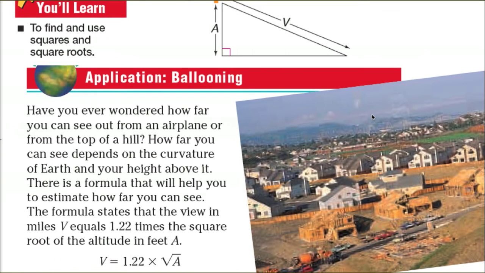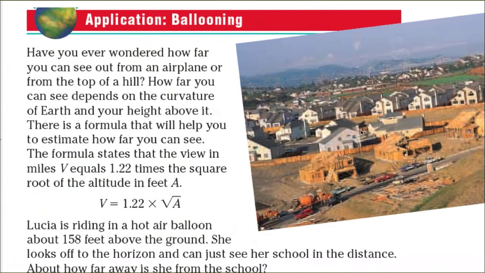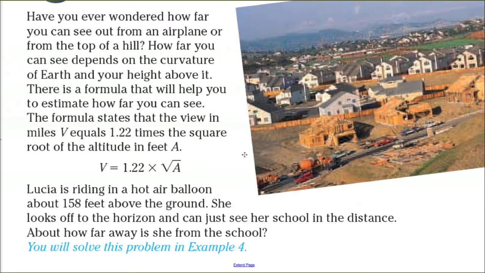There is a formula that will help you estimate how far you can see. The formula states that the view in miles V equals 1.22 times the square root of the altitude in feet A. And the formula V equals 1.22 times the square root of A is a good example of how squares and square roots are used.